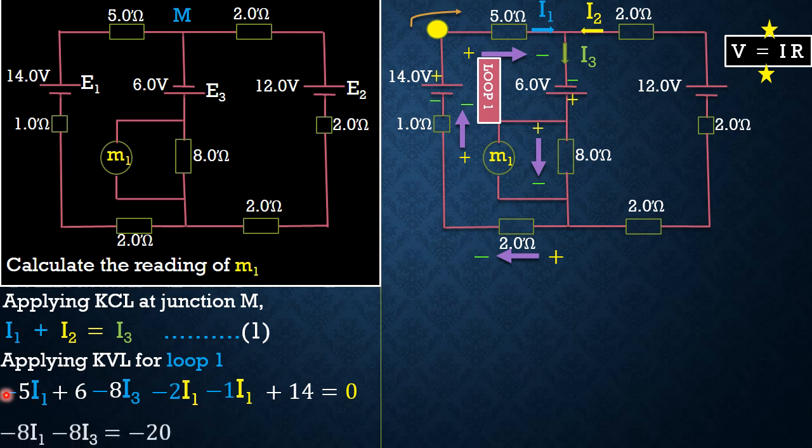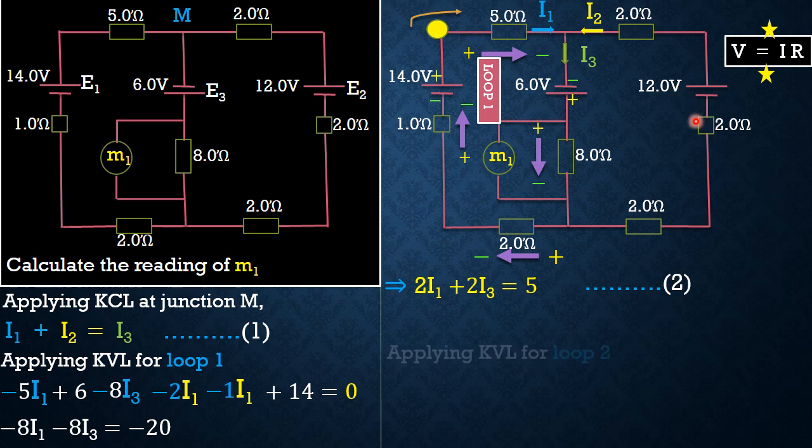Now, if we simplify this expression a bit, we are going to have -8I1 minus 8I3 equal to -20. If we divide all through by -4, we have 2I1 plus 2I3 equal to 5. We can call this our equation 2. Now we have equation 1 and equation 2, but we need equation 3 before we can solve.